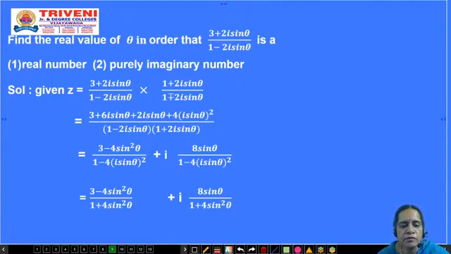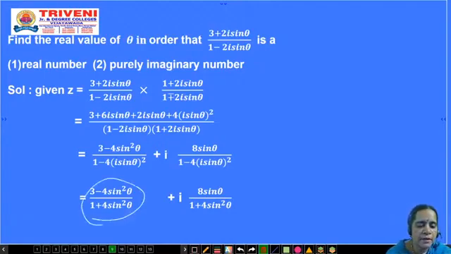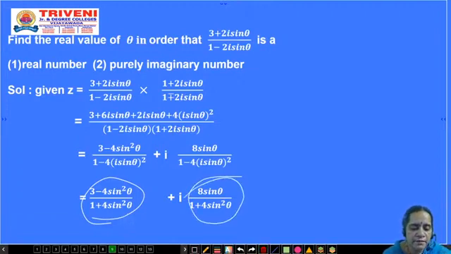That we have to get 3 into 1 is 3, 3 into 2i sin theta is 6i sin theta, 2i sin theta into 1 is 2i sin theta, plus into plus, 4i sin theta whole square. It is in the form of (a minus b) into (a plus b), which is equal to a square minus b square. That is, 4i sin theta means i square sin square theta, that is minus 4. The real part is what here? 3 minus 4 sin square theta. (a plus b) into (a minus b) will give 1 minus 4 into (i sin theta) whole square, and the imaginary part is 8 sin theta, 6. How will you get here? 6i sin theta plus 2i sin theta is 8i sin theta by 1 minus 4 into (i sin theta) whole square. This is the real part, this is the imaginary part.